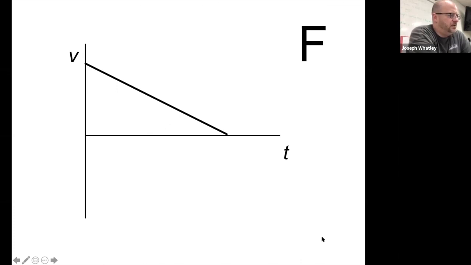What type of acceleration do I have here? Negative. What type of velocity do I have? Positive. The velocity is positive because it's always above the x-axis. Is it increasing or decreasing? Decreasing. It's going towards zero. We start out fast and slow down as we approach the origin, because we're approaching zero meters per second, or whatever scale we're using.